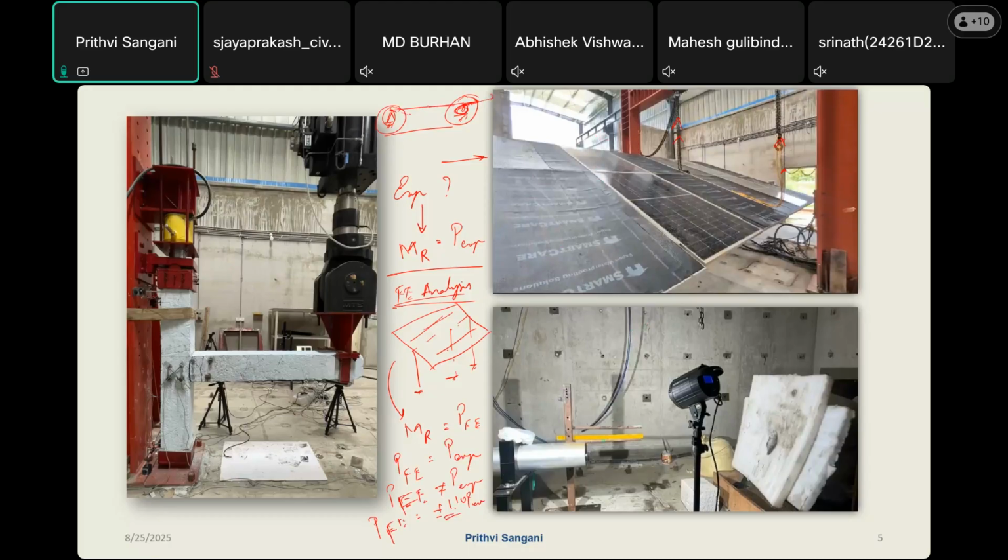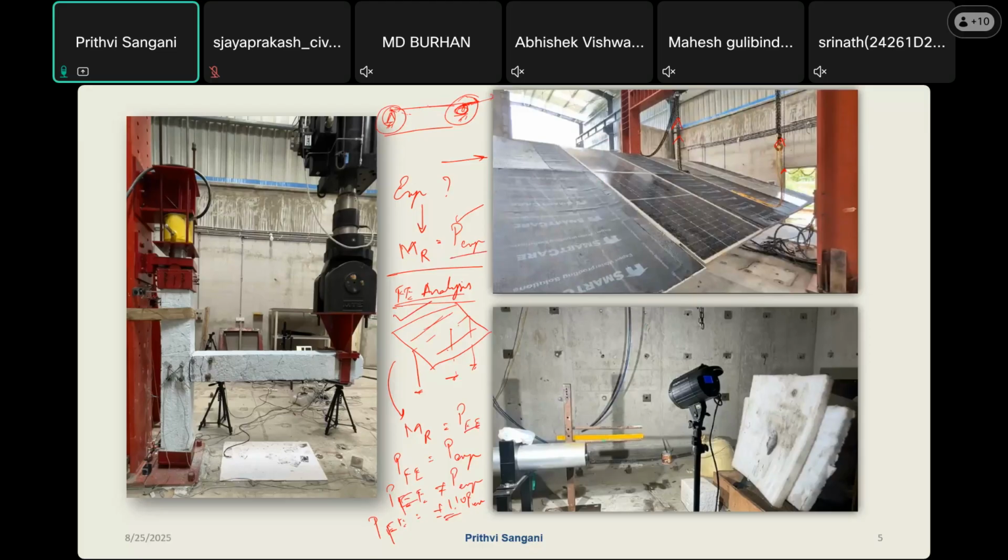So what we'll try to do is, like I mentioned, first we'll do an experiment and we'll simulate the same thing in finite elements, and we'll try to compare our experimental and finite element results. If our finite element results are within, let us say, again, that is to the discretion of the user. If the user is okay with 10% of error between your experimental and finite element values, then it's okay. There you are saving a lot of money.